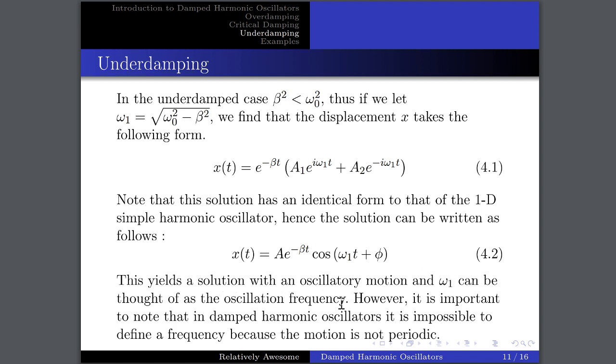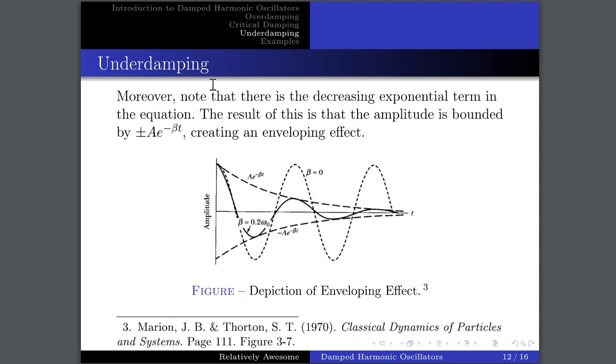the oscillation frequency. However, it is important to note that in a damped harmonic oscillator, it is impossible to define a frequency because the motion is not periodic. Moreover, note that there is the decreasing exponential term in the equation. The result of this is that the amplitude is bounded by plus or minus a e to the minus beta t, creating an enveloping effect, as seen by these two dotted lines, and the actual equation for the underdamped case is represented by the solid line and envelope between the dotted lines.